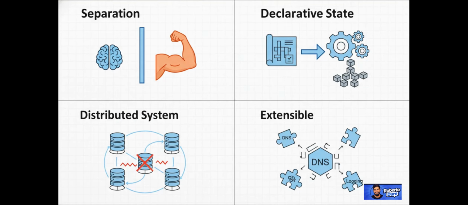So if you're going to walk away from this remembering just a few things, let it be these 4 key principles. First, that clean separation of concerns, the brains managing the brawn. Second, the power of a declarative state. You don't tell Kubernetes how to do something, you just tell it what you want the end result to be. Third, it's a distributed system from the ground up, built to be resilient. And finally, it's incredibly extensible, so you can customize it with exactly the tools you need.